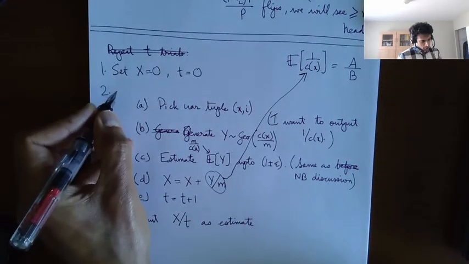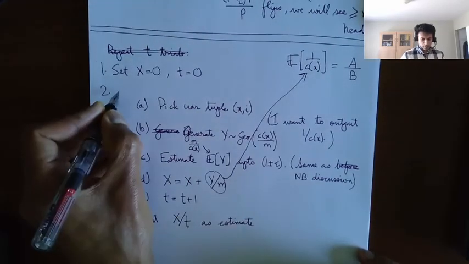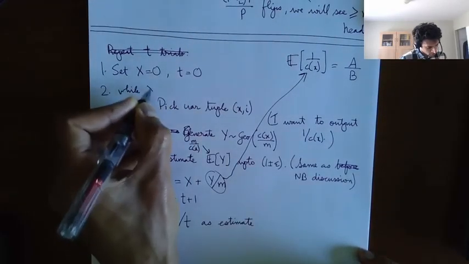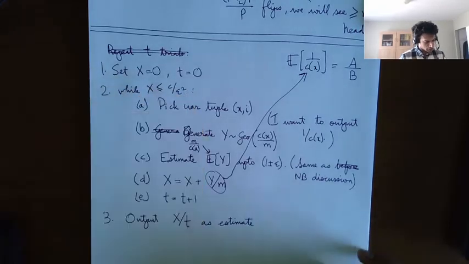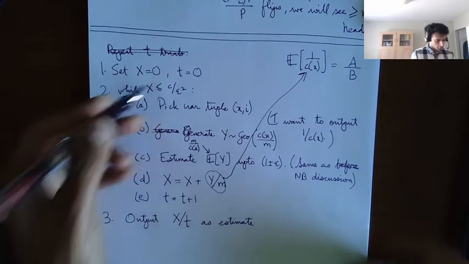So I'll just say while x is less than c over epsilon square, c is going to be some constant. So there's our friend, the 1 over epsilon square popping up here.